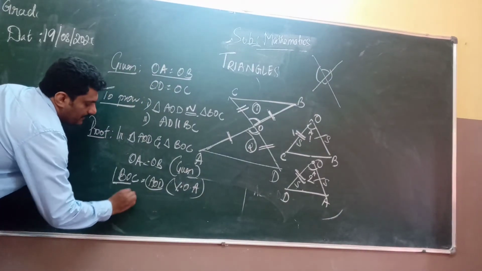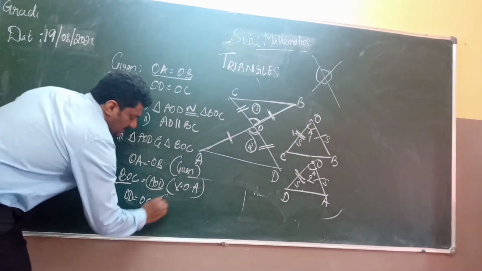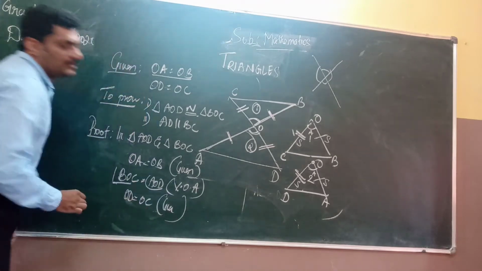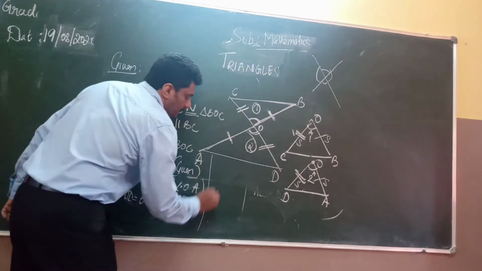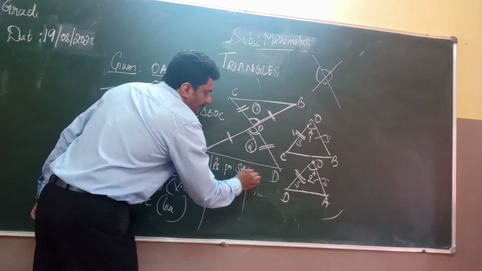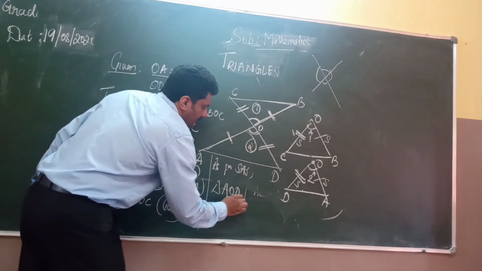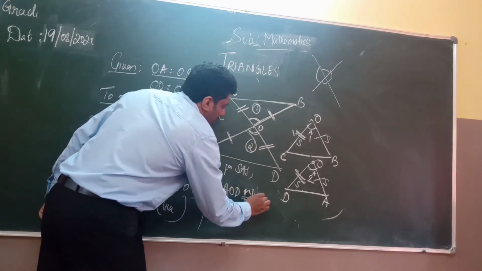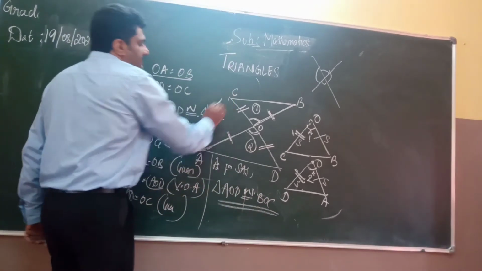Last, OD is equal to OC. Why are these two equal? Because it is already given in the question. Once you have SAS, you can conclude as per SAS: triangle AOD is congruent to triangle BOC. So the first part is done.